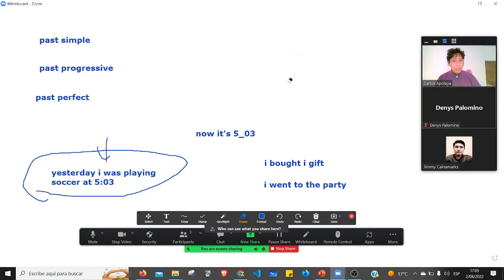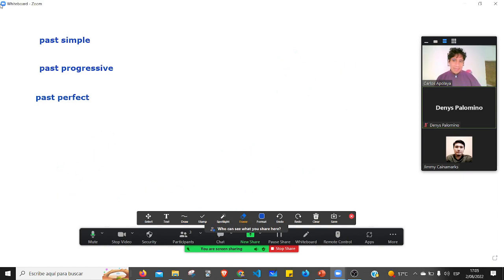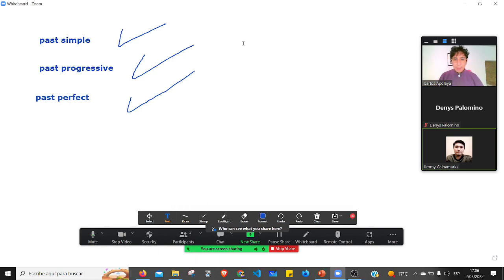So now that you know when we use it, we are going to combine the past. Okay? But now focus on this. You know the past simple, an action that happened in the past and is completed, done. Past progressive, an action that was in progress at some point in the past. The past perfect is an action that happened before another, but in the past. So now we are going to combine. We can use the past simple and the past progressive.